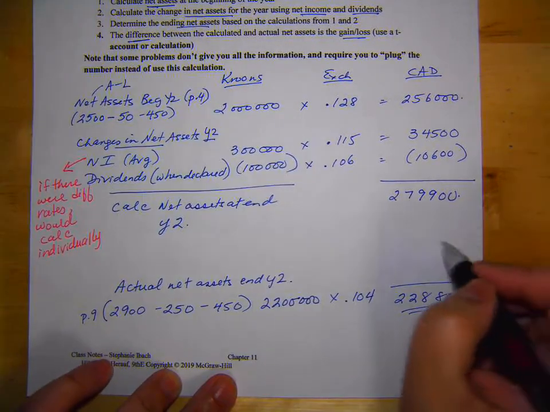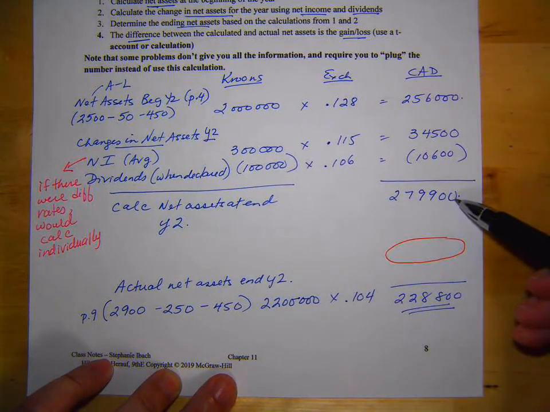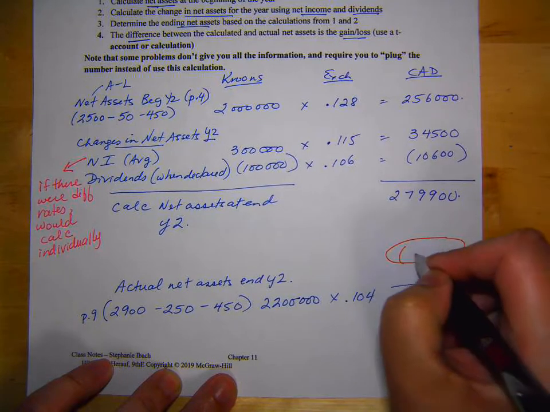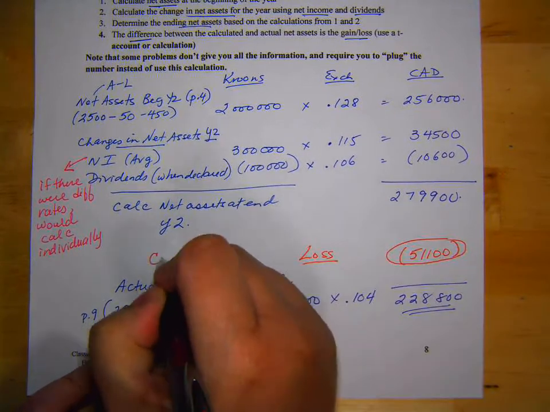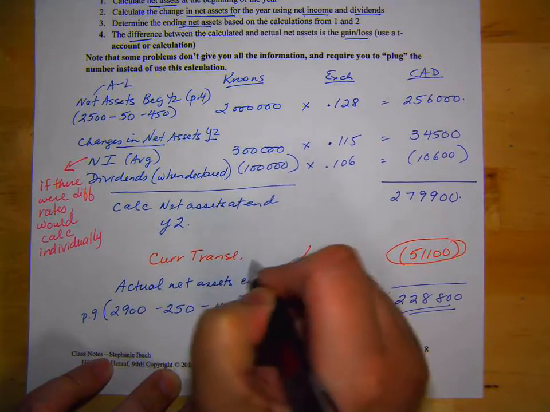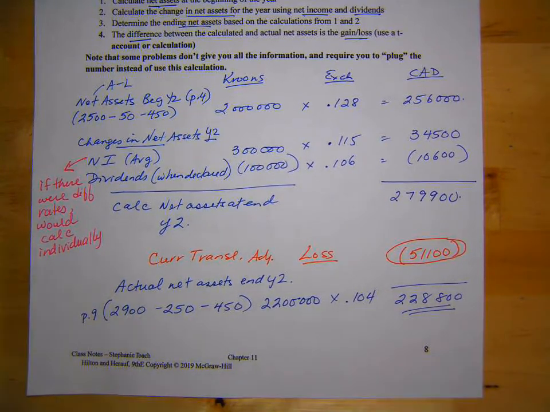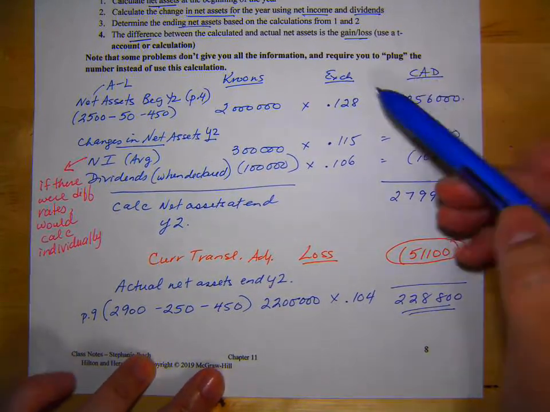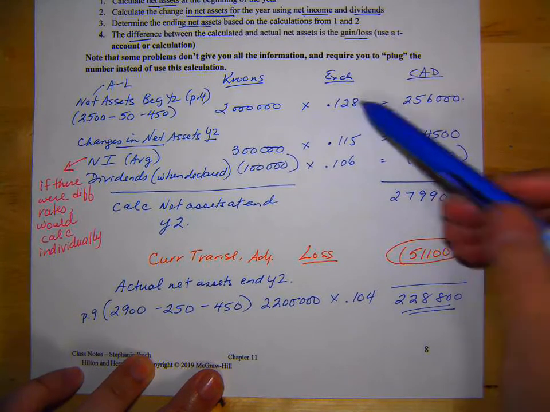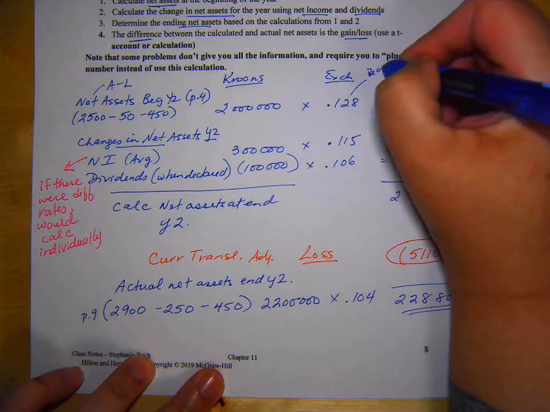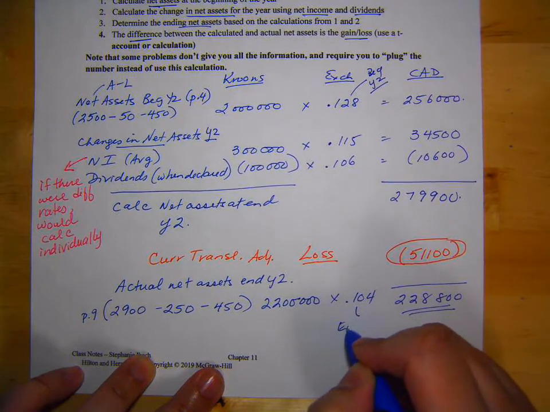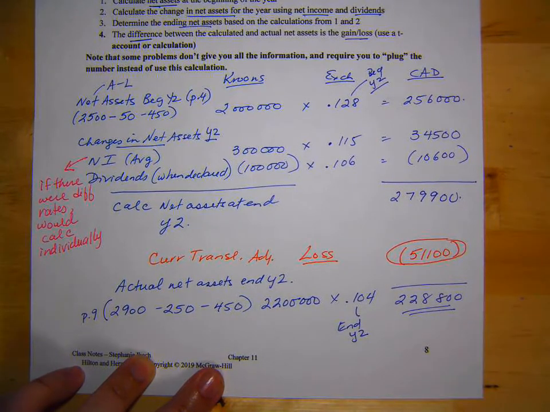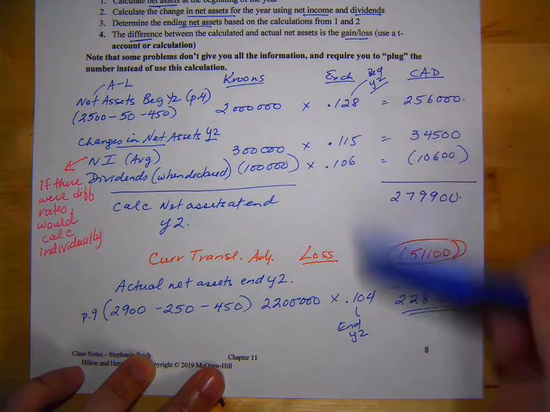So now we've got to fill in the blank. Started at 279, we went down to 228. So right off the bat, we know it's a loss for our currency translation adjustment. I just want to clarify, I can't remember if I said this: this is the closing rate for the beginning of year 2. This is also a closing rate, but for the end of year 2. So they're both closing rates, just different time periods.